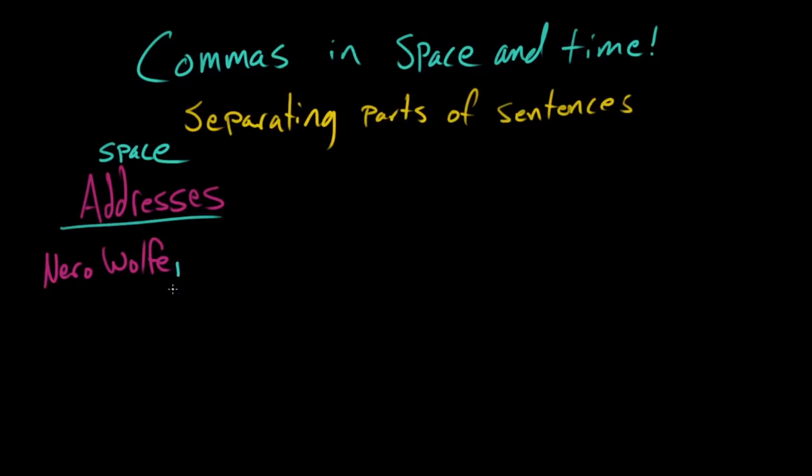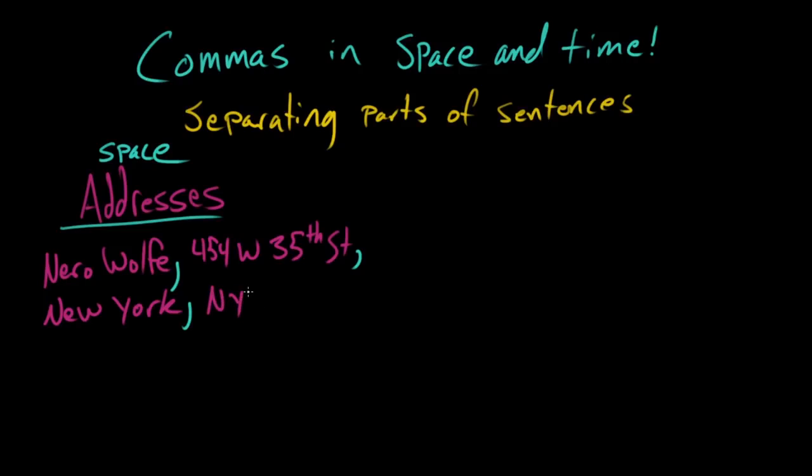So Nero Wolfe, comma, 454 West 35th Street, comma, New York City, or just New York, comma, New York. And then I would put the zip code, which I think is 10001, but I'm not sure if they had zip codes when those stories took place, but it doesn't matter. You separate out all of these elements with commas.